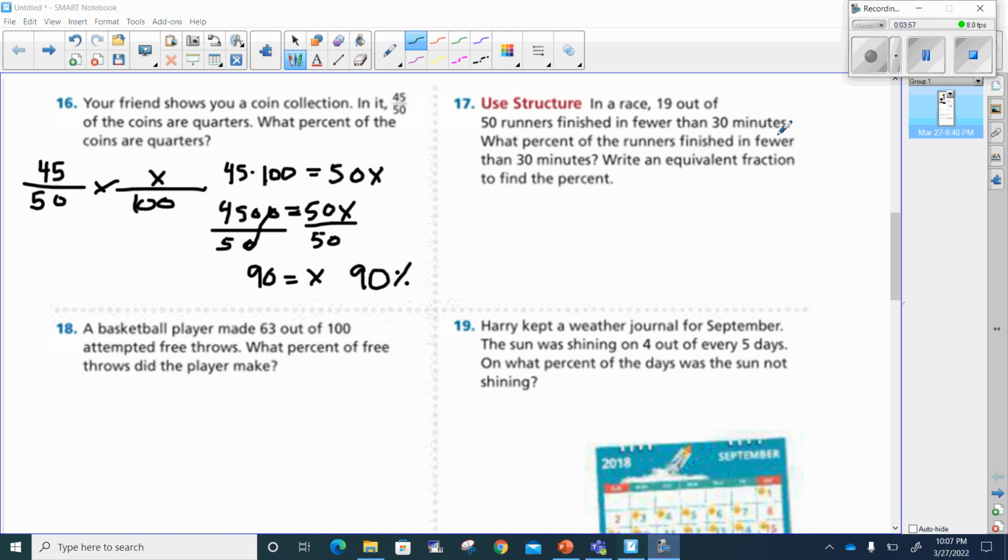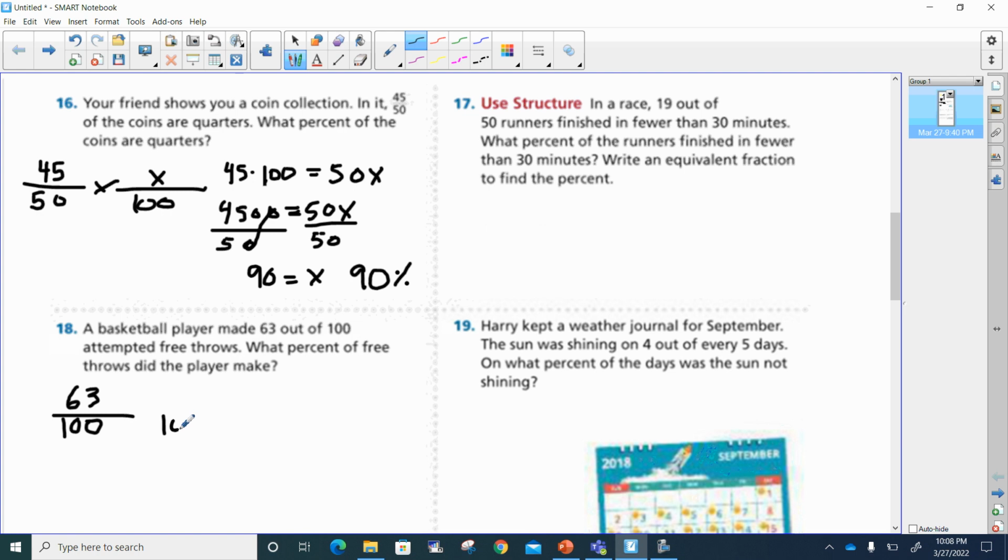All right, now we got number 18. It says a basketball player made 63 out of 100 free throw attempts. What percent of free throws did the basketball player make? This one's pretty easy. 63 out of 100 tells you right there. We could do cross multiplication and just say 63, and then put 100% with x over it. But you could also, because it is 100%, just say 63 divided by 100, and you're going to get 0.63.